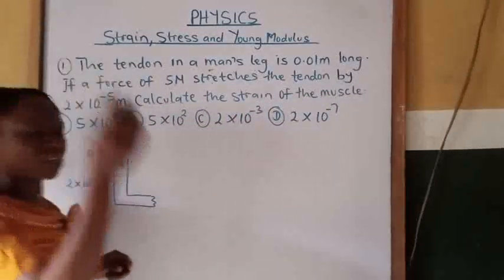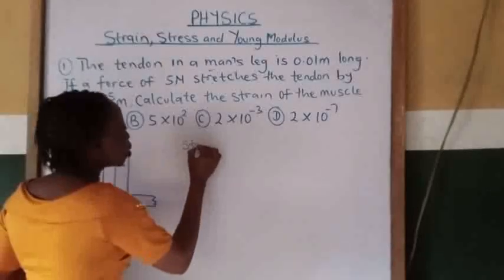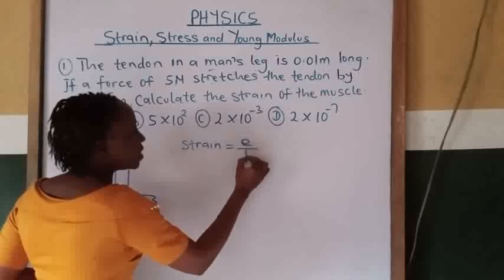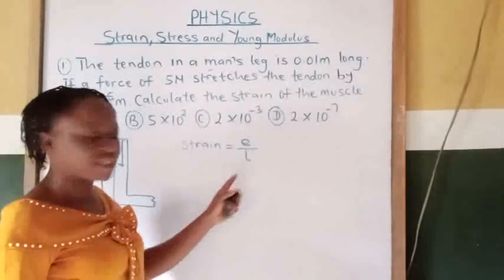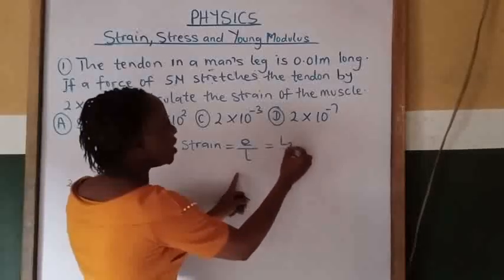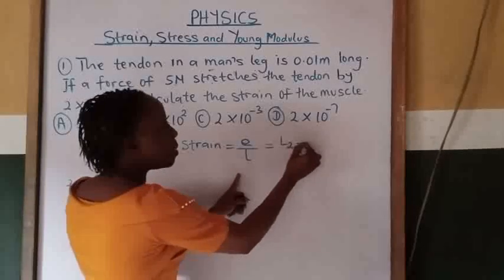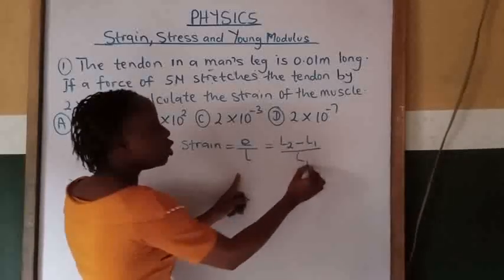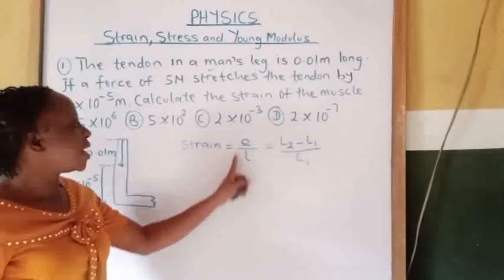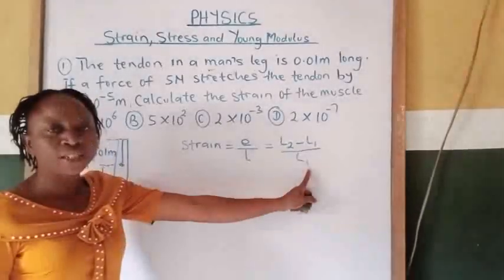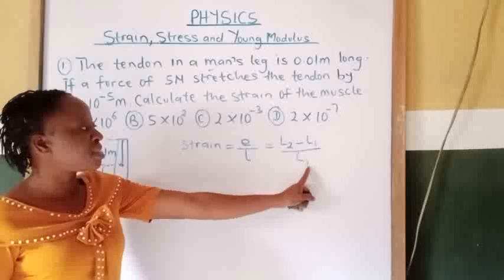Let's recall that strain is equal to extension divided by the original length of an elastic material. The extension is equal to the change in length, that is the final length minus the original length, divided by the original length. When extension is not given, use change in length divided by the original length.